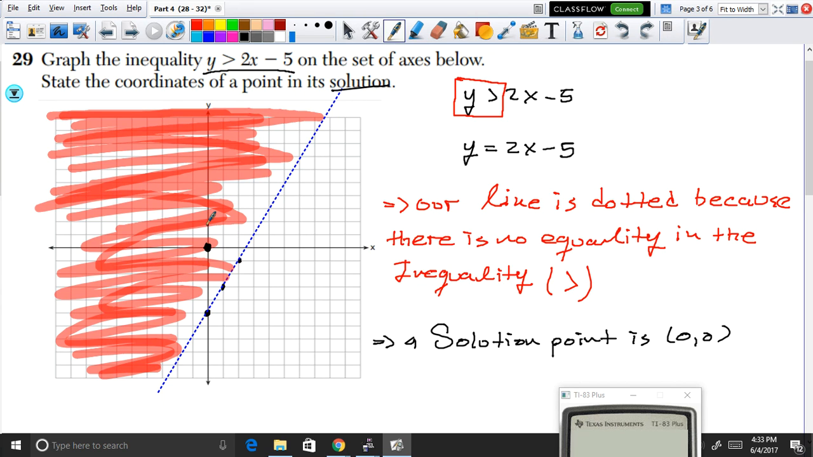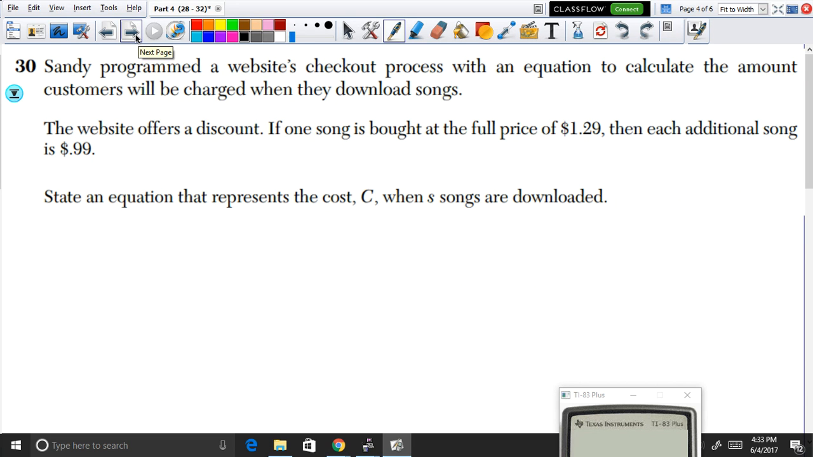So that takes care of example 29. Now, let's look at example 30. In example 30, we can see the following. It says, Sandy programmed a website's checkout process with an equation to calculate the amount customers will be charged when they download a song or songs. The website offers a discount: if one song is bought at the full price of $1.29, then each additional song is $0.99. Write the equation that represents the cost when S is the number of songs downloaded. Okay, so let's try to come up with an equation here.